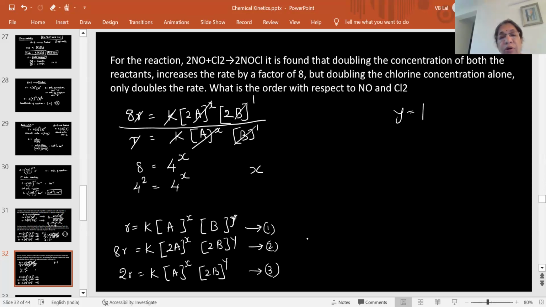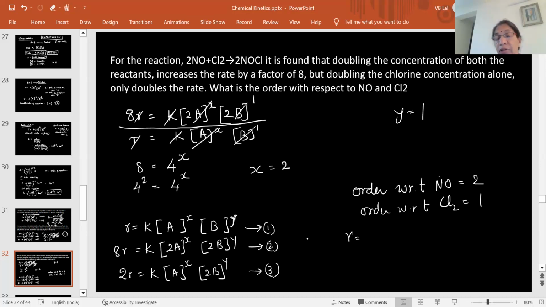So X is equal to how much? X is equal to 2. So what is the order with respect to NO? Order with respect to NO is equal to 2, and order with respect to Cl2 is equal to 1. So how will I write the rate law now? R is equal to K [NO] raised to 2 and [Cl2] raised to 1. That is the order of it.